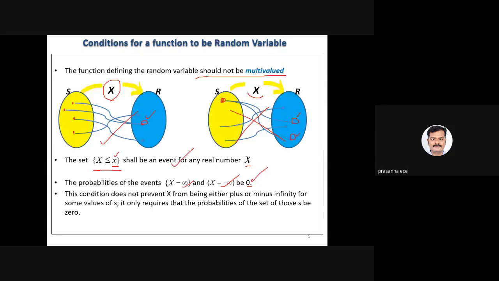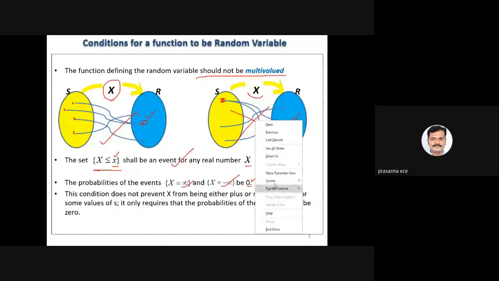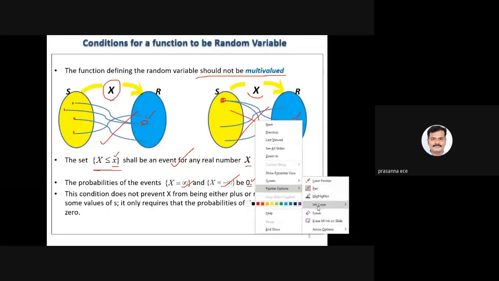So these are the three conditions for a function to be a random variable. We can choose any function, provided it satisfies these three conditions. We'll understand these conditions when we do more problems. Moving on to the next slide, we'll see some examples to understand the concept of random variable in a better way.